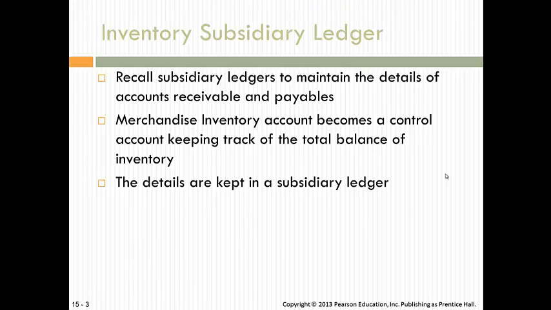In Accounting 110, you learned about subsidiary ledgers. Subsidiary ledgers are subledgers of general ledger accounts, such as accounts receivable and accounts payable, to track individual sales. The general ledger account itself is called the control account, meaning it always has the total current balance. This same accounting procedure can be used to keep track of inventory. Our merchandise inventory account becomes a control account keeping track of the total balance of inventory, while the details are kept in separate inventory records in a subsidiary ledger for inventory.